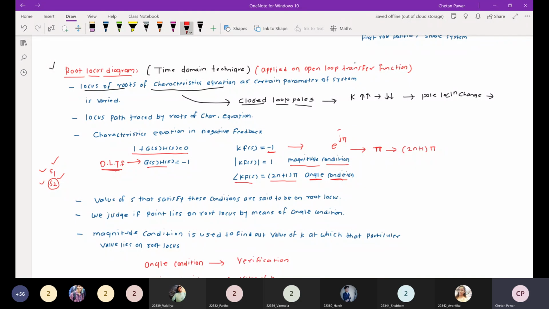So if the angle condition is sufficient, why is there a need for the magnitude condition? The magnitude condition is used to find out the value of K at any given point on a root locus. So the magnitude condition will be used to find out the value of K, and the angle condition is used to determine whether a particular point is lying on a root locus. When we see the problems, you will get a clear idea about this.